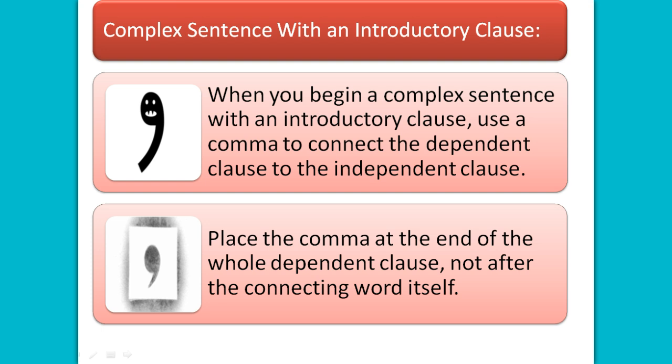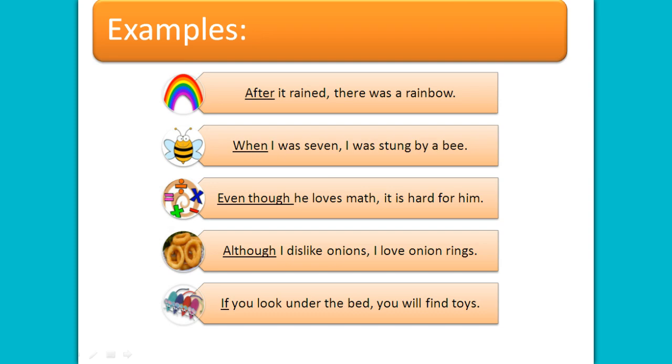Let's look at a complex sentence with an introductory clause. When you begin a complex sentence with an introductory clause, use a comma to connect the dependent clause to the independent clause. Place the comma at the end of the whole dependent clause, not after the connecting word itself. Let's look at some examples.